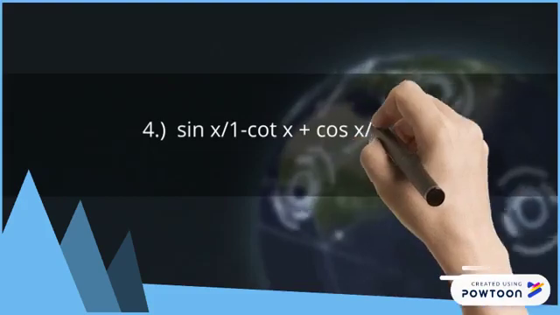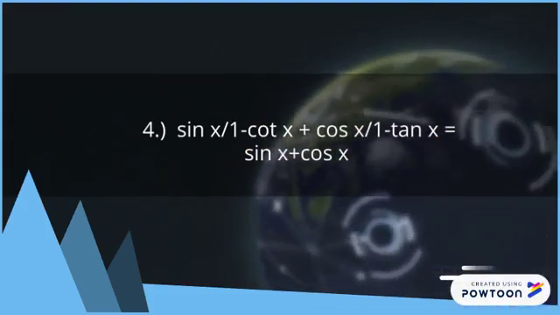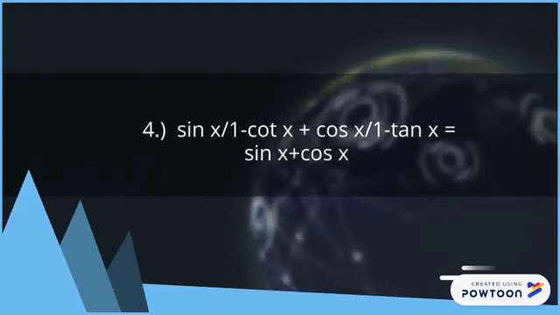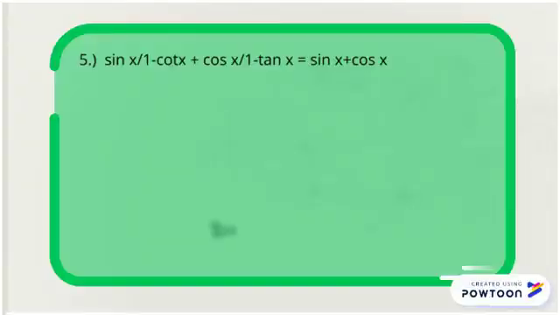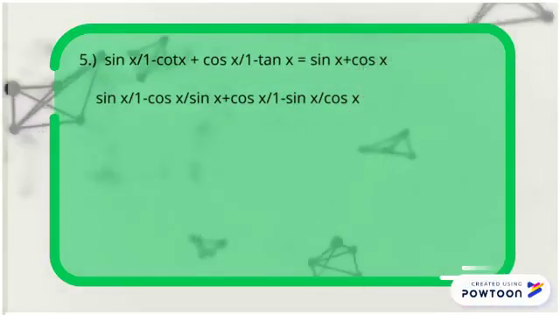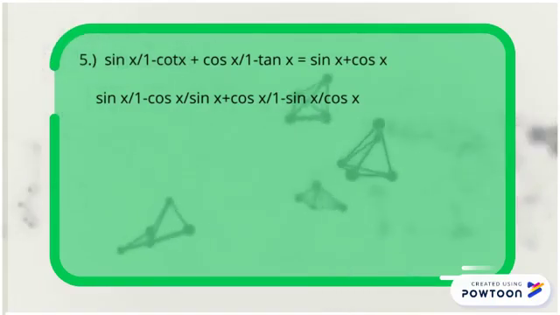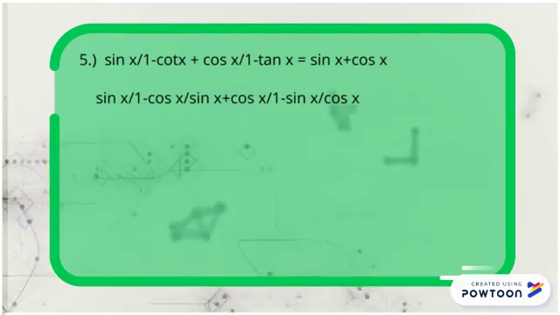The given is sine x over 1 minus cotangent x plus cosine x over 1 minus tangent x equal to sine x plus cosine x. In verifying this, first we need to simplify the left side based on our identities. We will get sine x over 1 minus cosine x over sine x plus cosine x over 1 minus sine x over cosine x. Now we need to have an identical denominator.